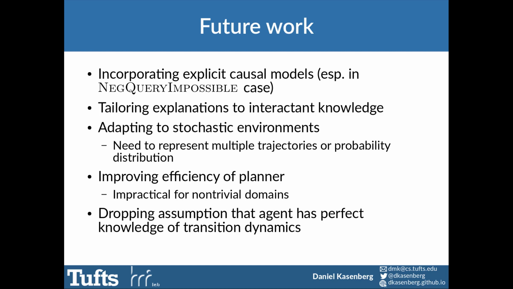In future work, we plan to incorporate explicit causal models so that, in case it was impossible to make psi false, the agent can provide more detail about why this is the case. We aim to tailor explanations to the knowledge of the human interactant, perhaps using some form of epistemic planning. We aim to adapt the algorithm to stochastic environments in which the agent must consider multiple alternate trajectories and their probabilities. We aim to improve the efficiency of the planner since the product MDP approach runs in time exponential in the number of specifications and is thus impractical for non-trivial domains. And we aim to drop the assumption that the agent has perfect knowledge of the environment's transition dynamics.